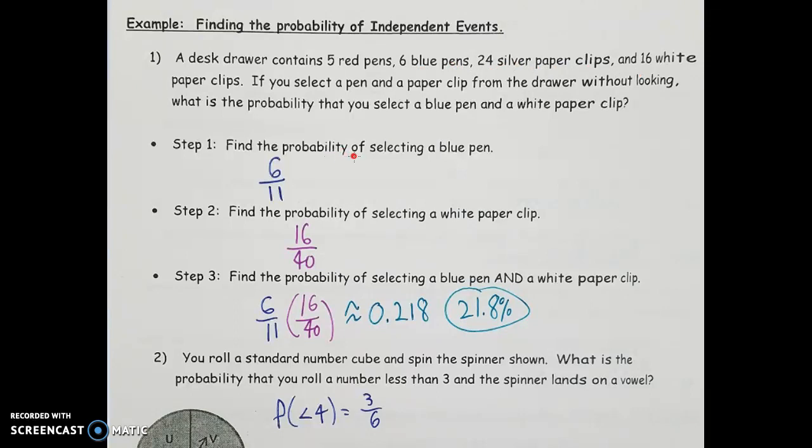So if I want to find the probability of that first event, selecting a blue pen, I have 6 blue pens and I have 11 pens total. So that would be 6 out of 11. Probability of a white paper clip, same idea. I have 16 white paper clips.